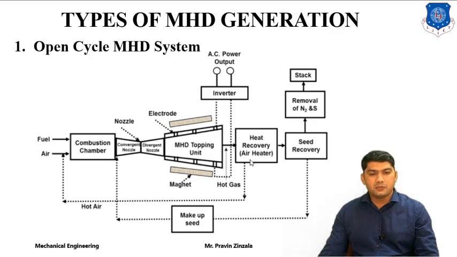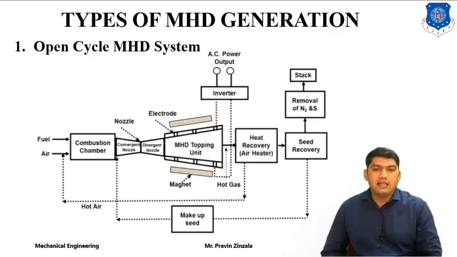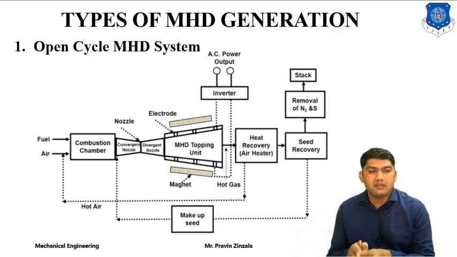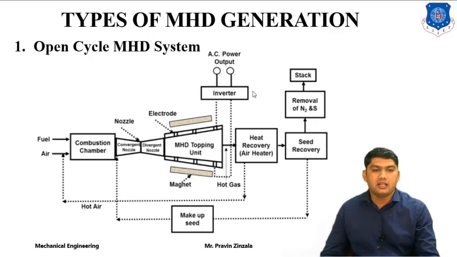Remaining gas will be passed through the heat recovery or air heater, where we supply the air from the atmosphere to the air preheater, and the air preheater supplies it to the combustion chamber. Here we are getting electricity or current in AC or DC. By utilization of MHD power generation, we are getting DC current. If we require AC current, we have to provide an inverter. So we can also convert DC into AC power output.